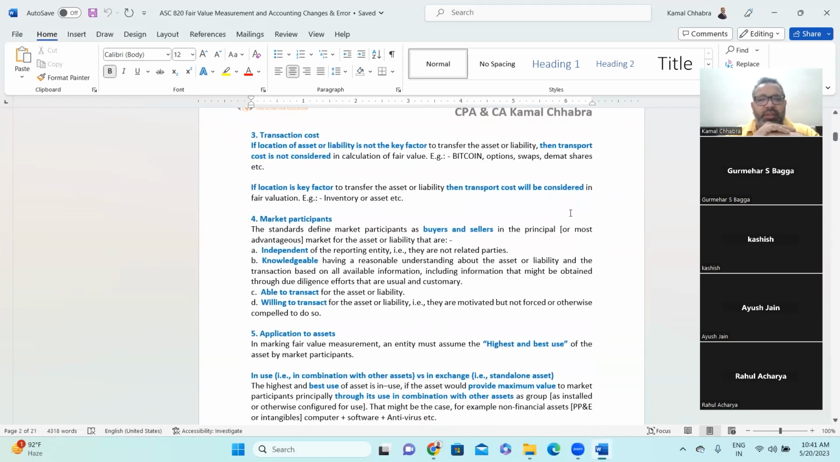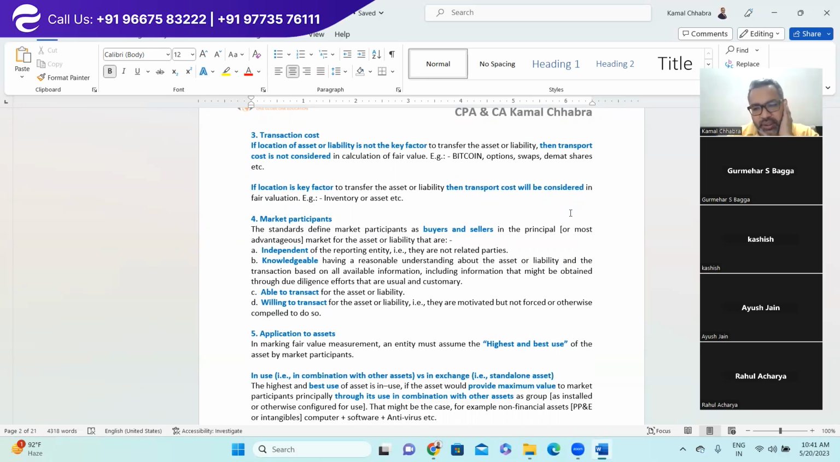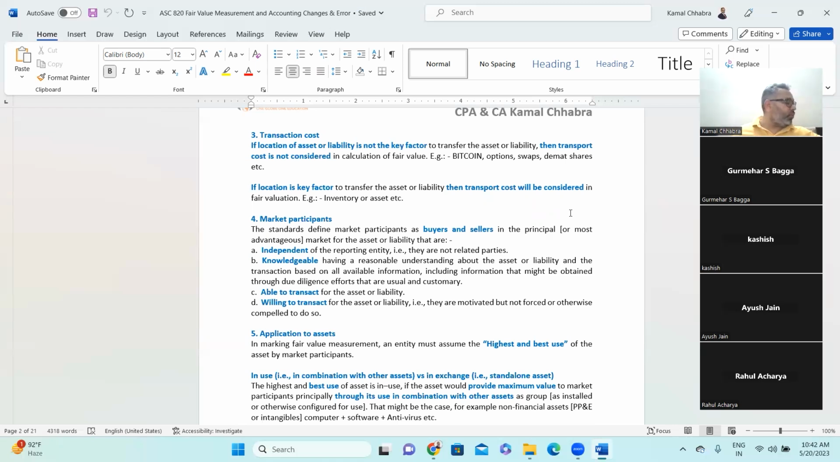Cool. So third one is transaction cost. If the location of the asset or liability is not a key factor to transfer the asset or liability, then transport cost is not included. So transaction costs majorly include transport costs and other administrative costs. But if you have a product which is sellable online, for example Bitcoin, options, swaps, shares which you can trade in demat format, or passing on, let's say, an Amazon gift voucher or Paytm, something like that, in that scenario there is no transportation cost, right? As there is no transportation cost, you are not required to consider any transaction cost.